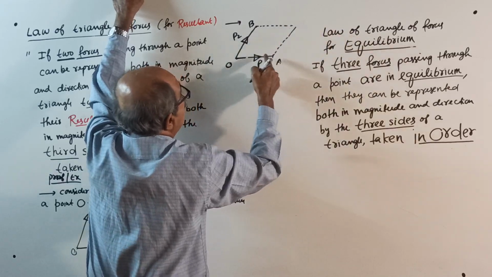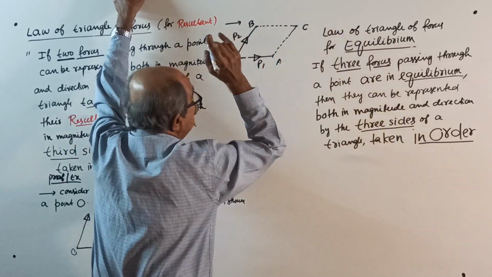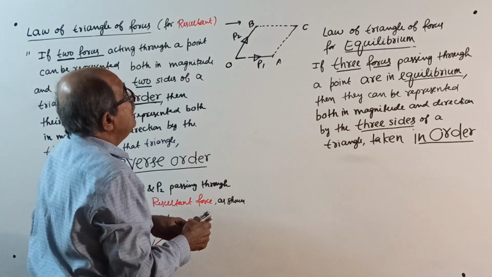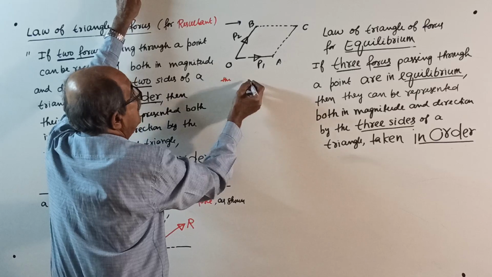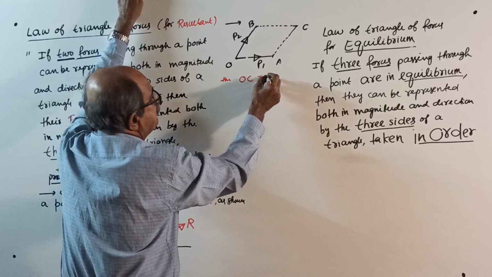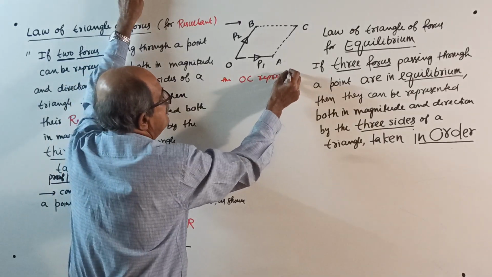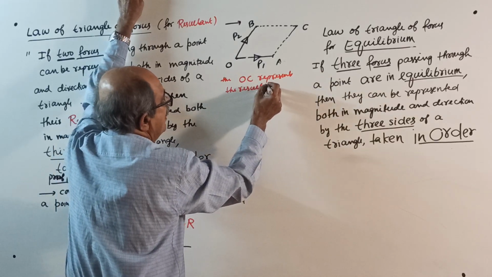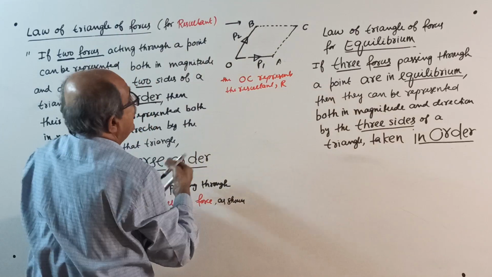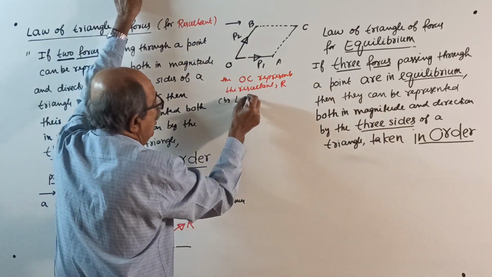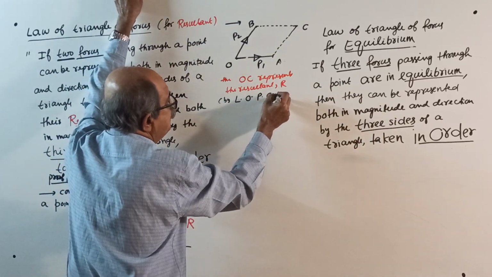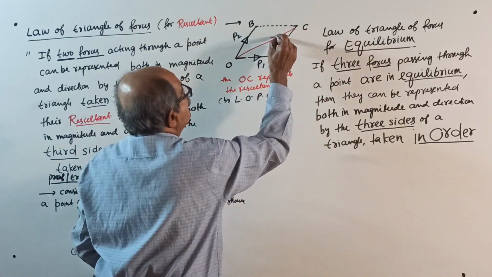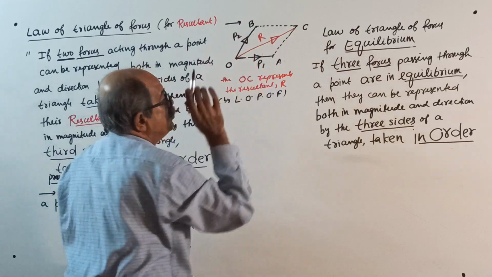Parallelogram is called OACB. This you all know from earlier. Then you should write the statement: OC represents the resultant R, in the bracket, by the law of parallelogram of forces. So therefore, this will give the resultant. This is well known to you.